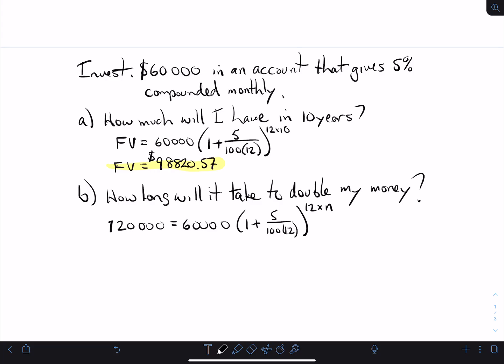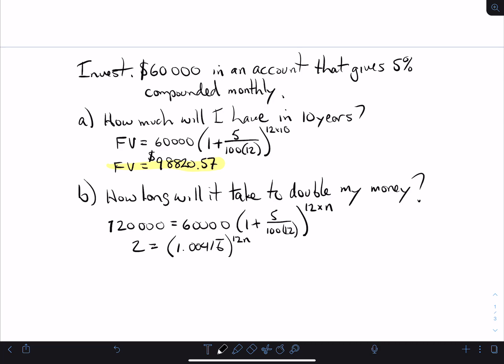So let's start simplifying things. Divide both sides by 60,000. I get this side to be 2. And then I can work out what's in the brackets. So that'll be 1 plus 5 divided by 100. I made a typo, so that's very annoying. And it's going to be 1.00416666666. So I'm just going to leave it like that. 12n is in the exponent.